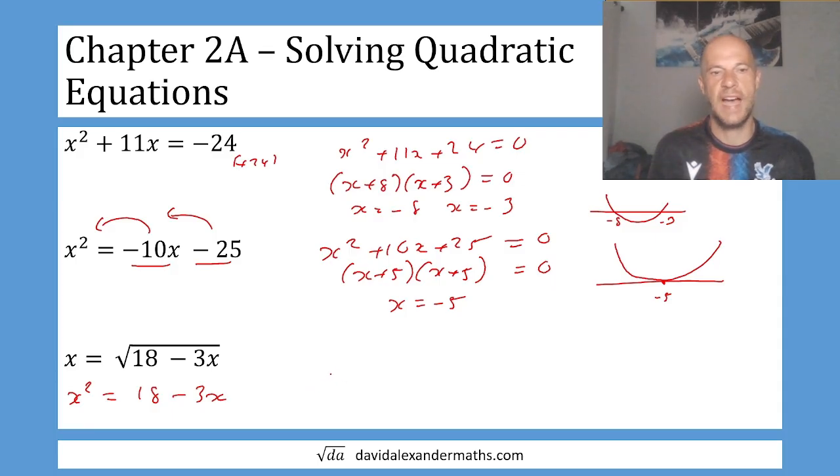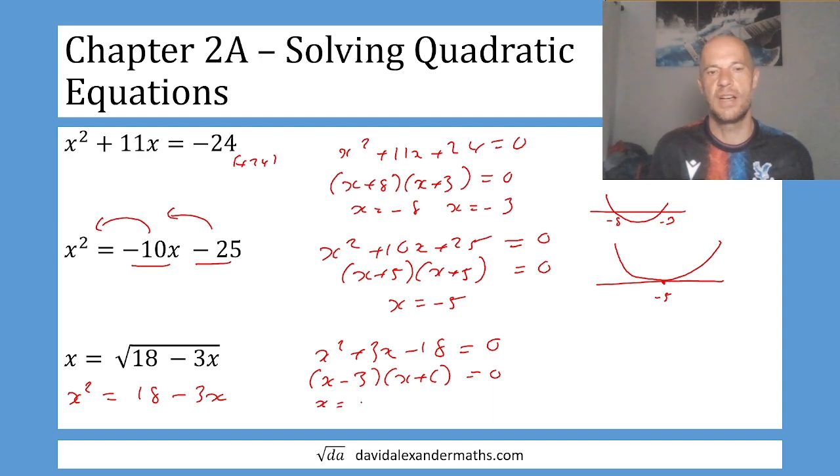And now I'm going to add 3x to both sides and subtract 18 from both sides, and think of factors of negative 18 that will give me 3. That's 6 take 3. So x take 3, x plus 6 equals 0. So the solutions are positive 3 and negative 6. So quite a challenging one, that one, but it's just knowing that you can just square both sides and then fiddle it from there.